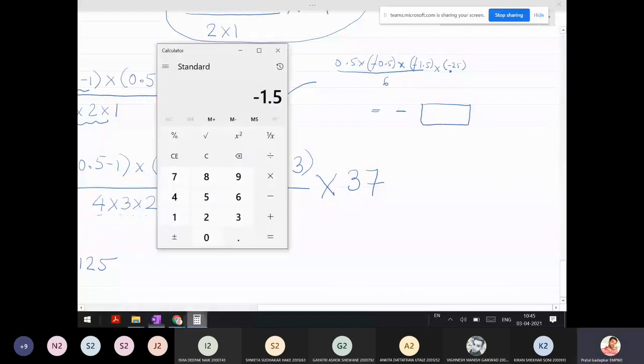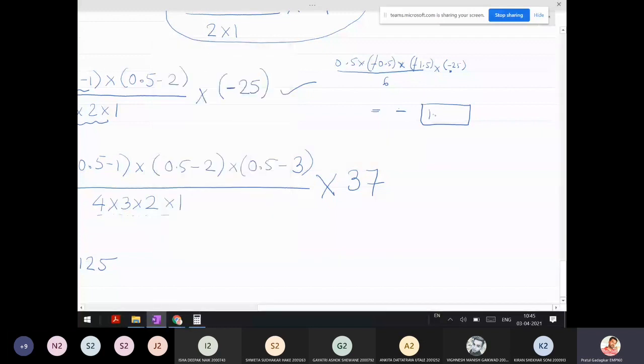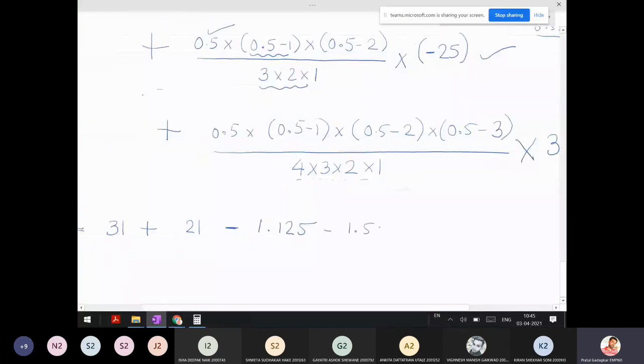So which numbers am I going to multiply in my calculator now? I'm going to multiply 0.5 by 0.5 by 1.5 by 25. I have multiplied by 25 because the minus sign I have already kept outside. Everything divided by 6, which is 1.5625. 1.5625 with a minus sign, because this 25 had a minus sign, so it will be minus 1.5625. I hope you people are understanding.